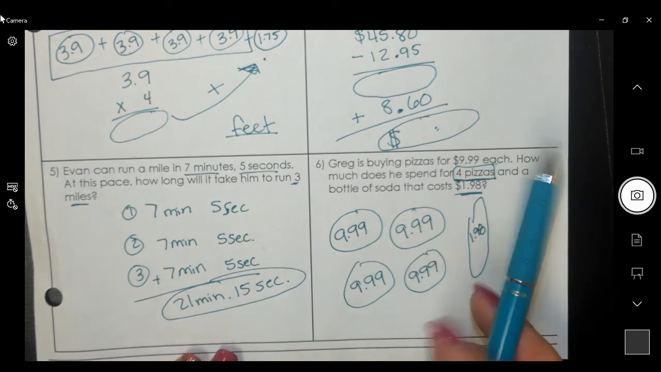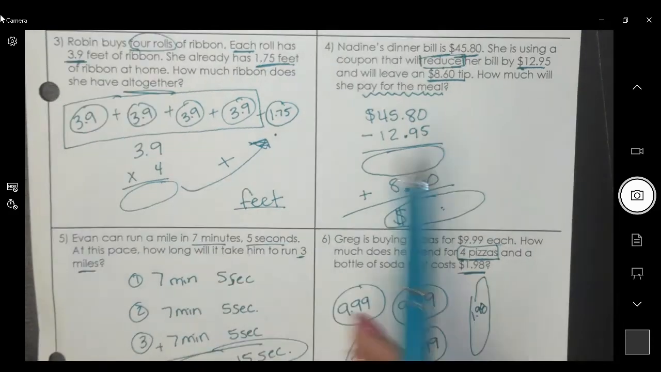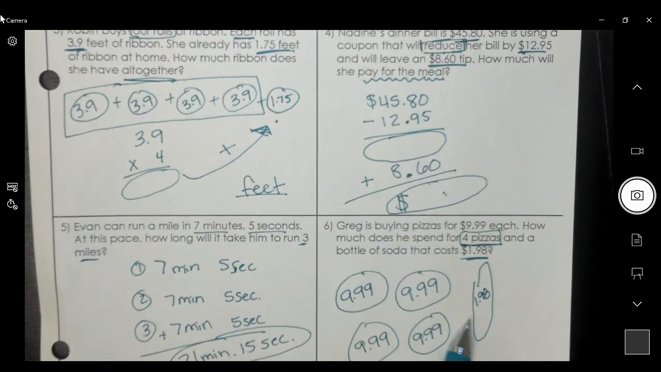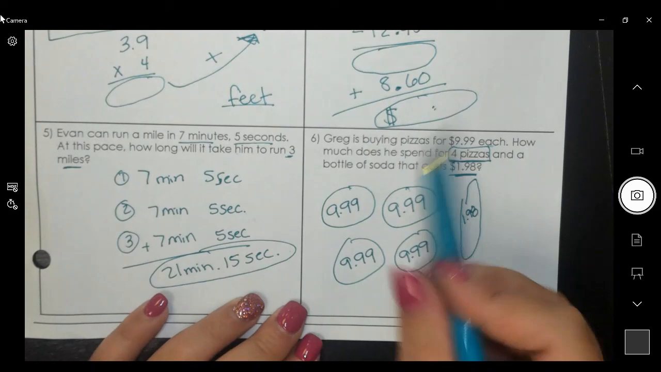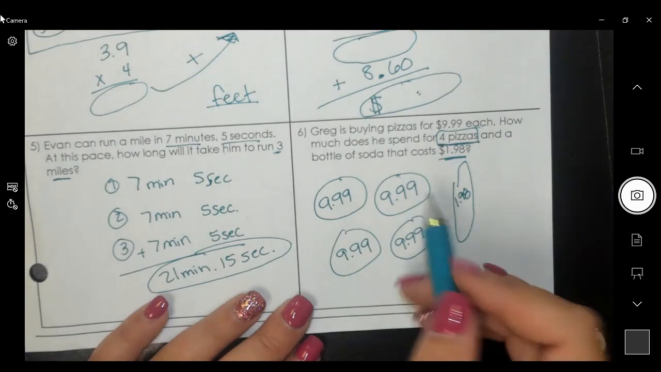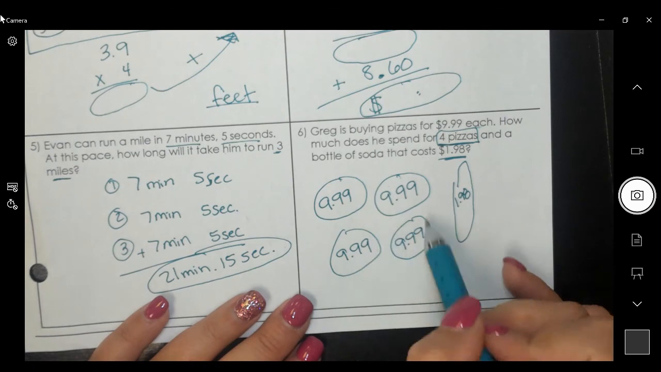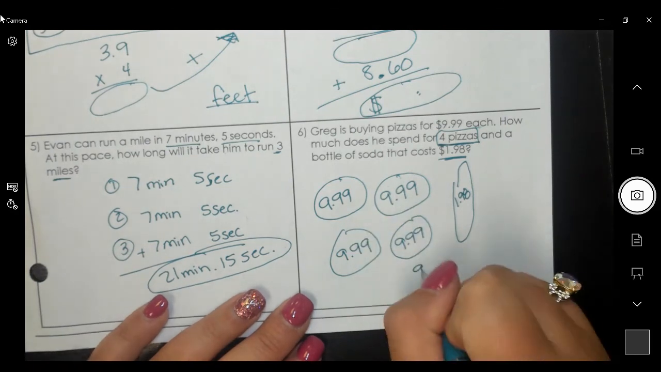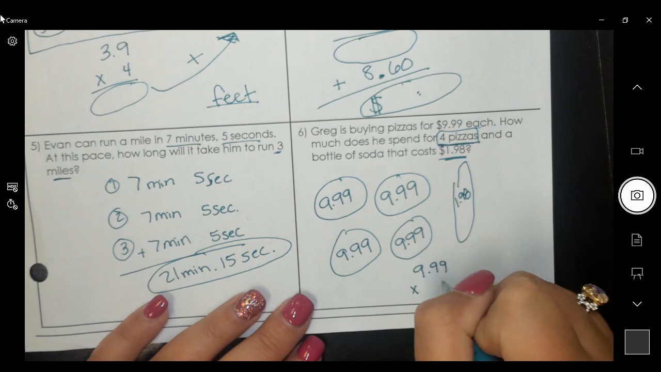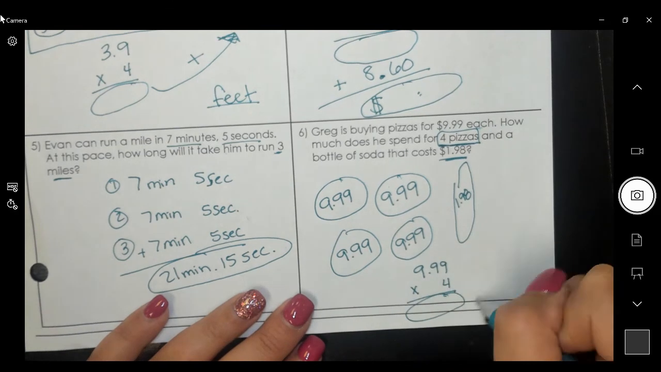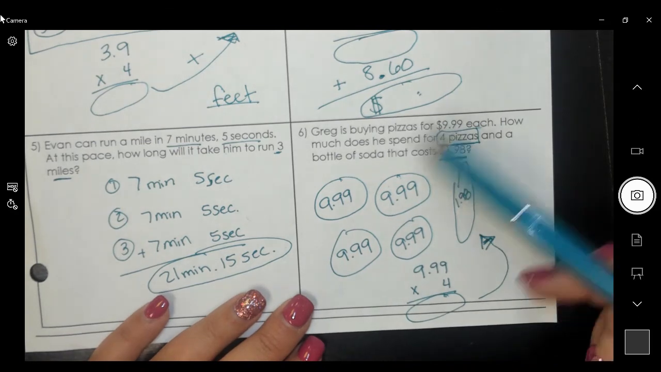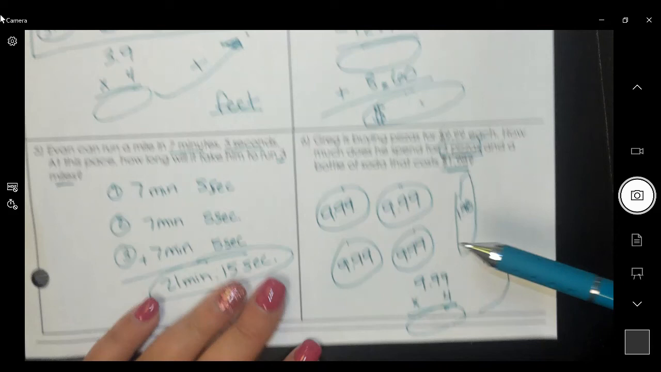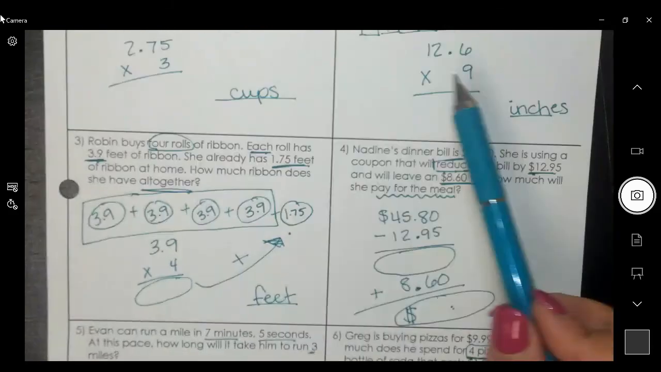Once again, you're back to the same scenario like in number 3 here. You have repeated addition and you also have something different. So you can either just add everything, or you can notice that I have 4 of these. So I could do $9.99 times 4, and then whatever I get here, add in the cost of the soda. So you have 2 different options here.